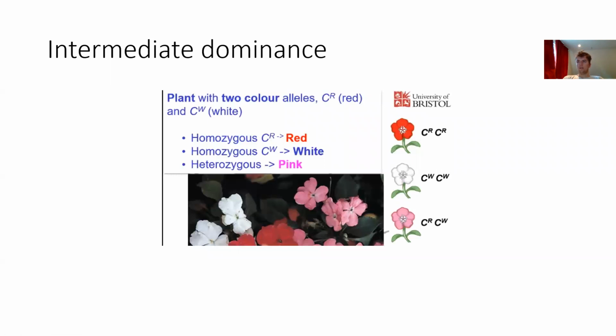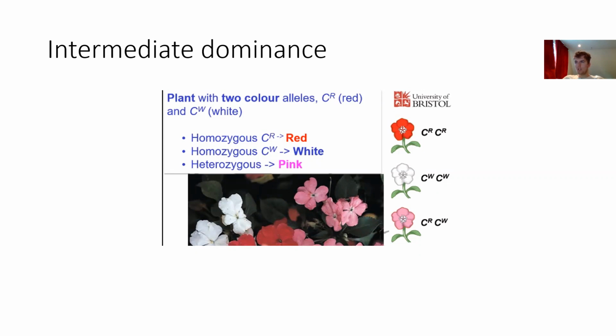So first of all, we're going to look at an example of intermediate dominance. This means basically that when two traits are mixed, neither is distinctive. For example, the red plant and the white plant will mix together to make a pink plant.